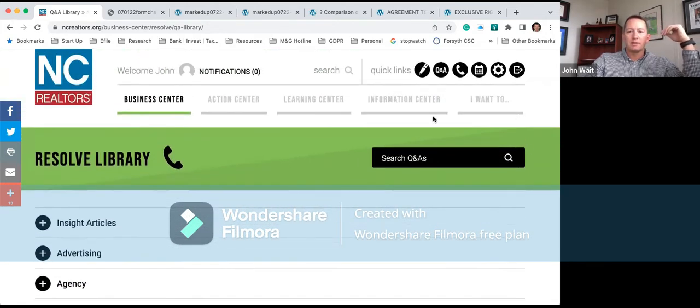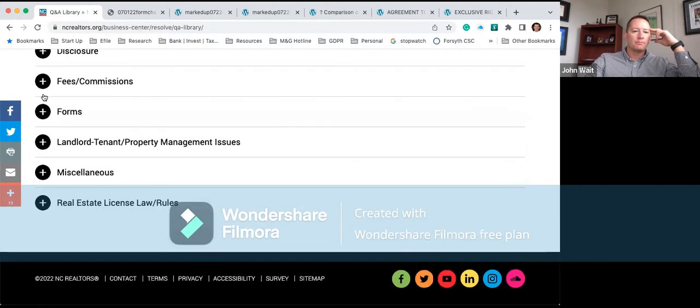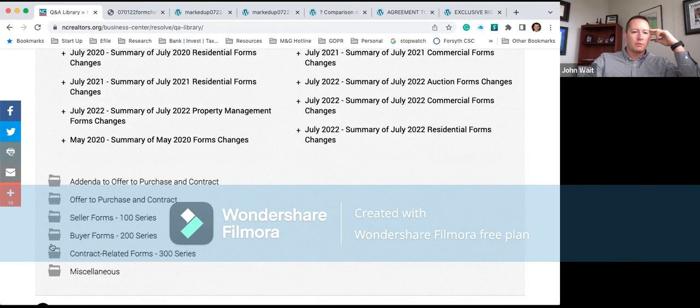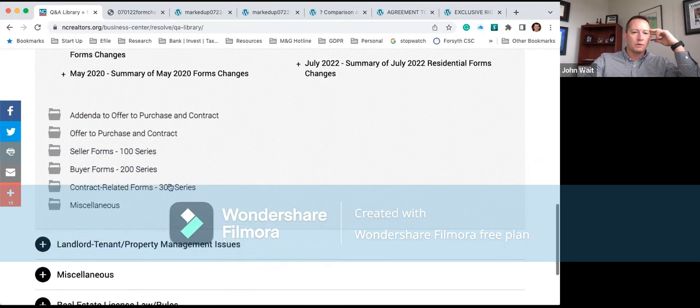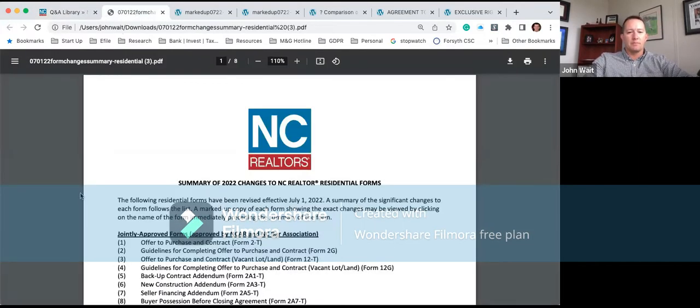What I mean by that is the Q&As will probably be hosted in one spot that won't be too difficult to find. So you go to our Q&As, and under forms, there's summary of forms changes, and there's some other folders down here, but we're going to be in summary of forms changes today. What you can do is click on these summary of forms changes. Today, we're going to go over the July 22 residential forms changes. And when you click on that, this comes up.